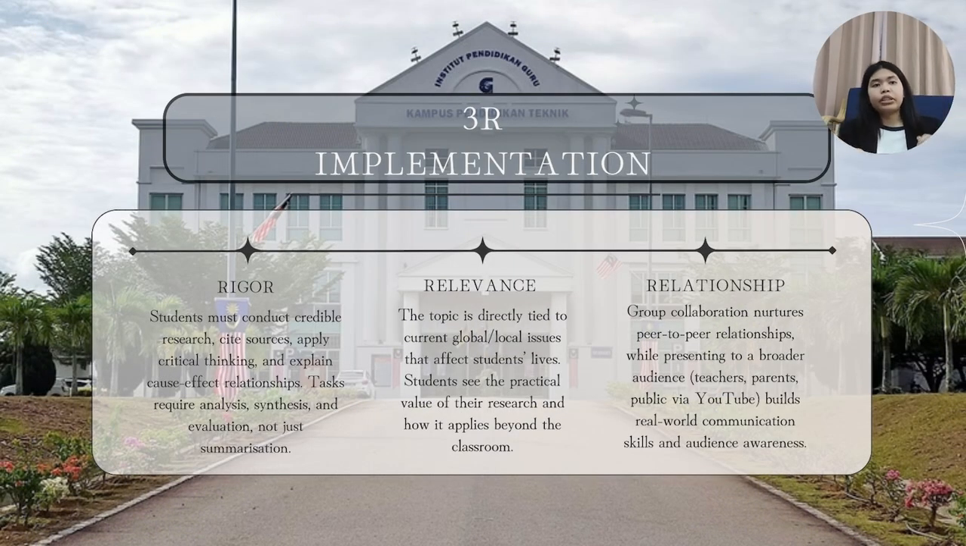Next, we move on to the implementation of 3R in both these courses. The first R is rigor, in which students conduct credible research, cite sources, apply critical thinking, and explain cause-effect relationships. These tasks require analysis, synthesis, and evaluation, and not just proper summarization. For both courses, the final tasks are academic writing, in which students need to utilize their knowledge of Google Scholar and Perplexity to cite sources.